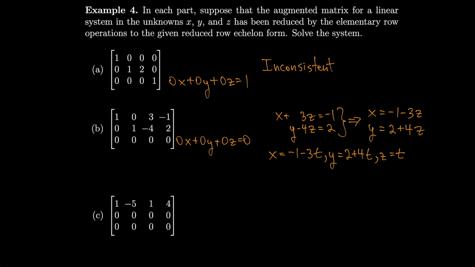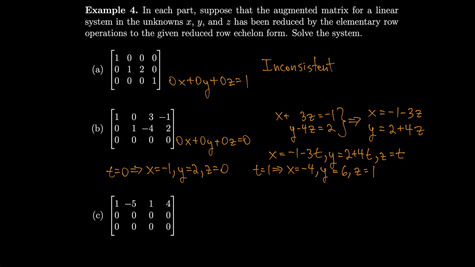Notice that this gives us an infinite number of solutions. We can set the t, which is the z, equal to any real number, and we'll get a different solution. For example, t equals 0. That would give us -1 minus 3 times 0, so x would just be -1. Y would just be 2 by plugging in 0 for t, and then the z, of course, is t, so that's 0. We could also, for example, take t equal 1. That would give us x equals -4, y equals 6, and z equals 1.